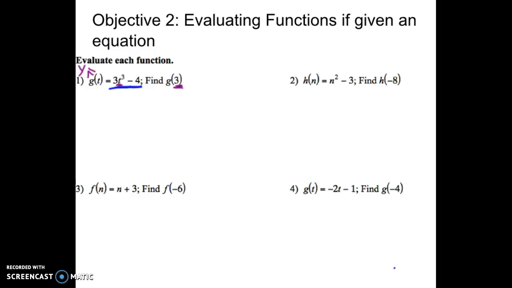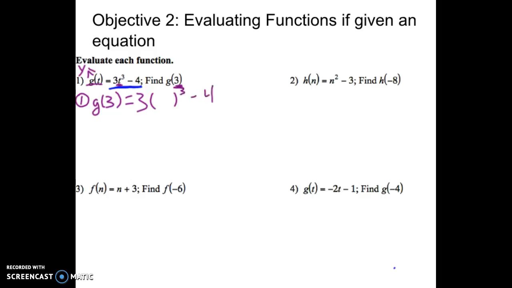But if I was going to solve number 1, the first step I would do is to show that I actually know what this is asking me to do. So instead of g of t, I'm going to write g of 3 equals 3. And instead of t, because I should be thinking that I'm going to replace t with something, I'm going to get in the habit of putting parentheses. You need to put parentheses whenever you're going to change a variable into an input. And that's cubed minus 4.